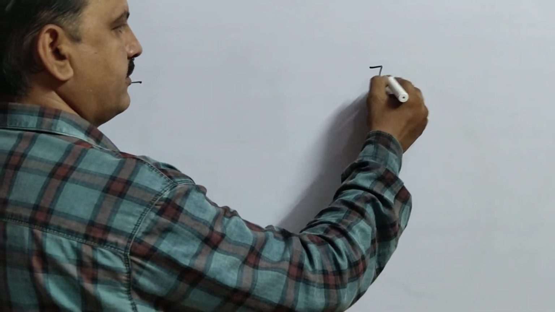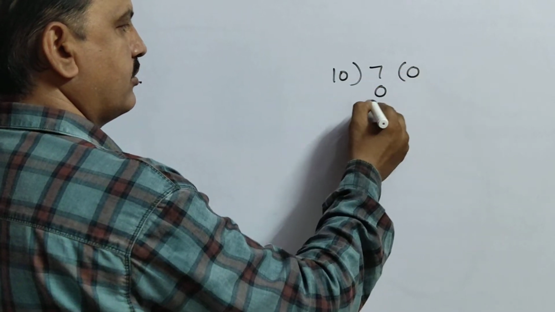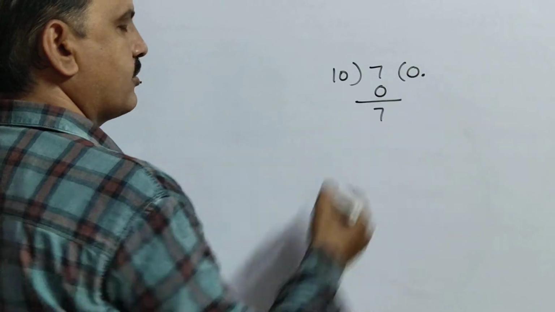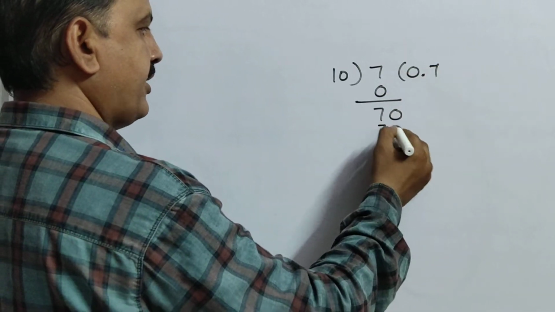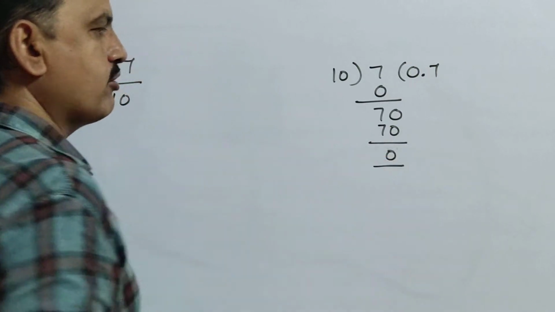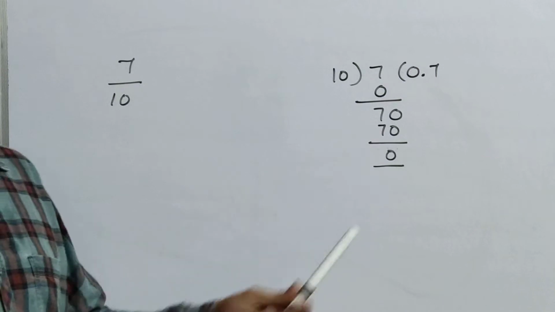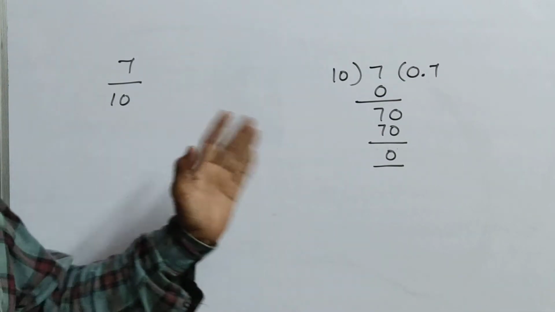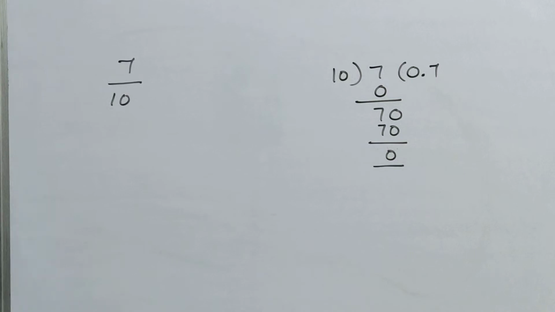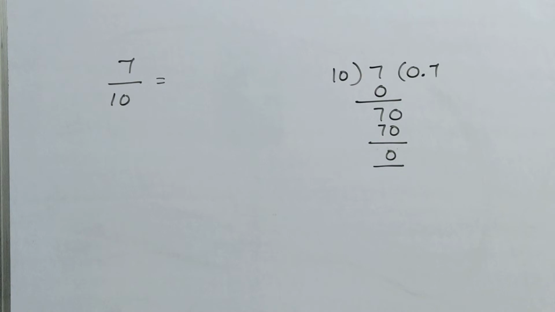10 zeros are 0, 7 point. So, point gives you 10, 10 sevens are 70. Like that, you have to convert into decimal. But without doing this, when there is a multiple of 10 in the denominator, you can write it very easily in decimal form. Okay? Listen here. I'll tell you a small trick, just to remember.